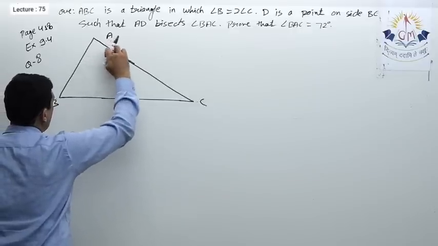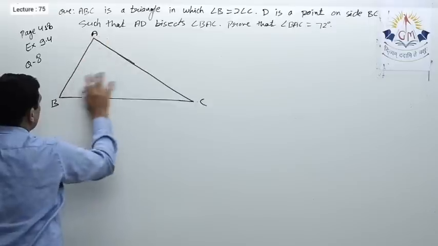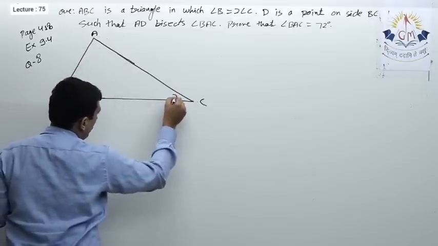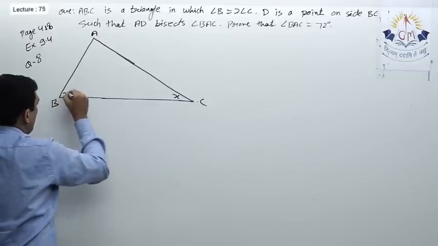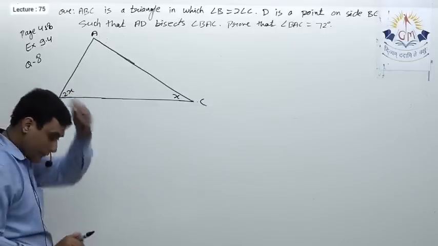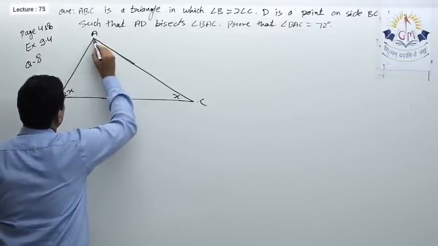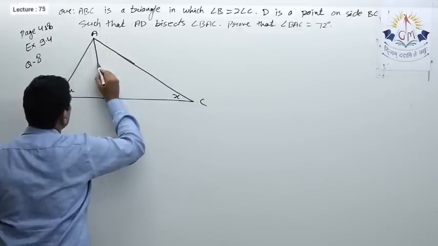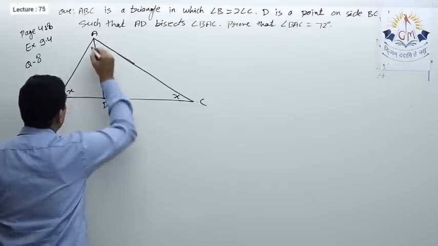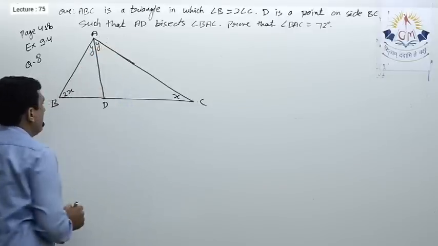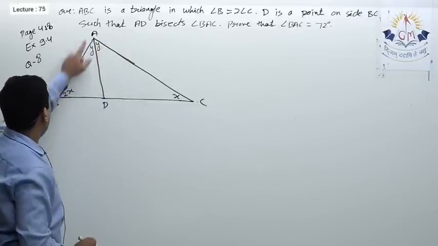Okay, something like this is the diagram. Angle B is twice of angle C. So here I am assuming first of all angle C is X, so this B will be 2X. D is a point on BC such that AD bisects. Now I have to draw a line segment such that this AD bisects. So I am taking this angle Y and this angle Y. Now what I have to find is the measure of angle BAC.